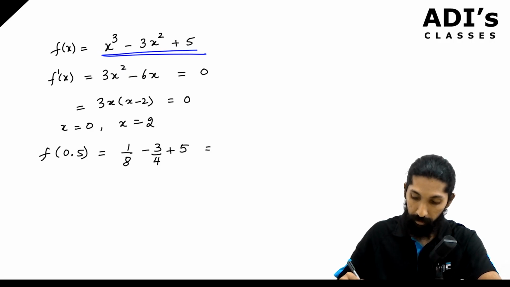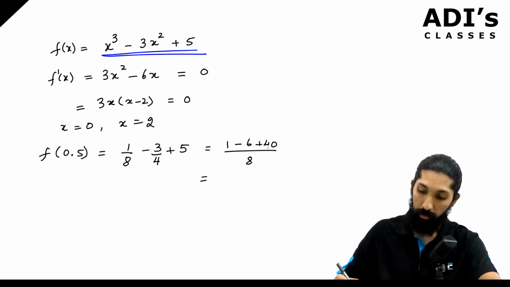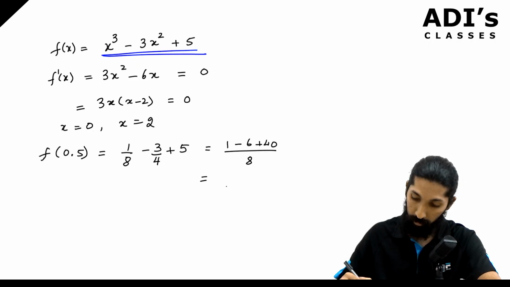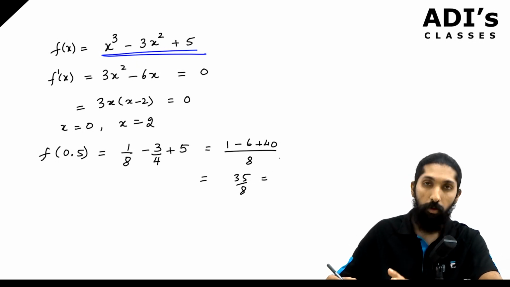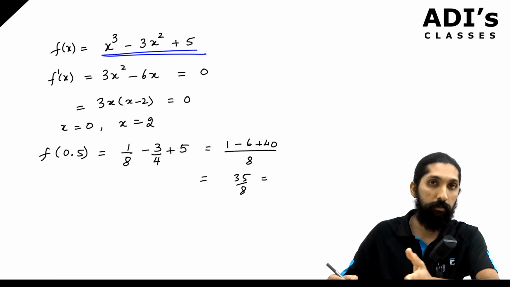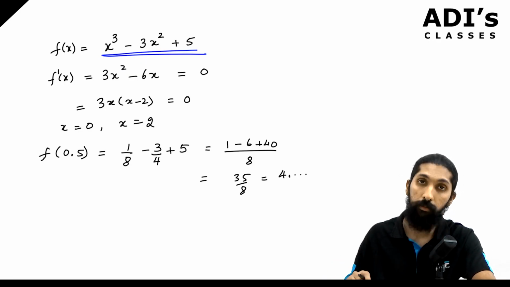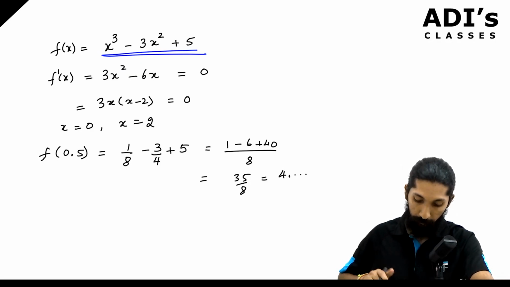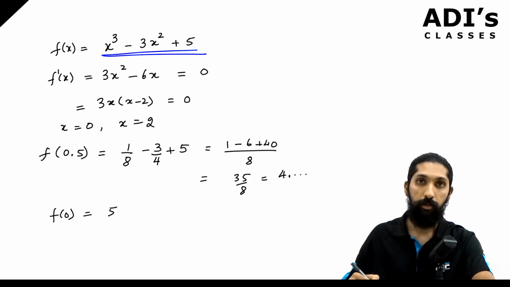You are going to take the LCM and do it. 8. So 1 minus 6 plus 40. So now you have 34 plus 1, 35 by 8. So 35 by 8 is going to be 4 point something, correct? Because 8 times 4 is 32. Whatever it is, that's okay. We're not going to look at the entire value anyway. Now, if you take f of 0, f of 0 is 5, correct?